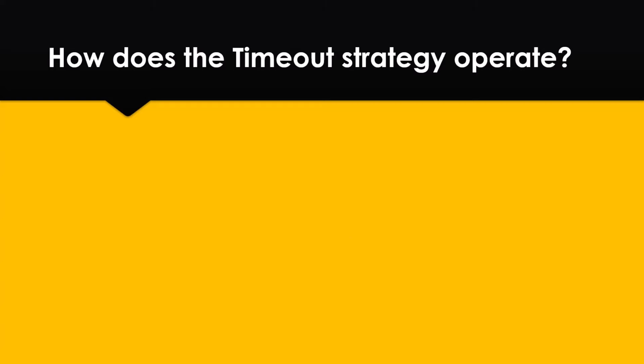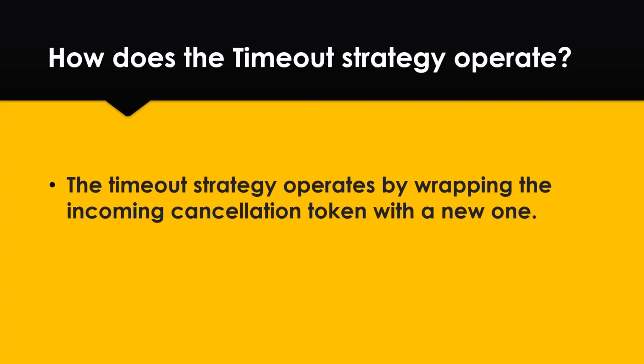How does the timeout strategy operate? The timeout strategy operates by wrapping the incoming cancellation token with a new one. In this way, Polly replaces its cancellation token with the original one. And when the specified time expires, it aborts the request. Don't worry if it needs to be clarified. I will show you what happens in the code.